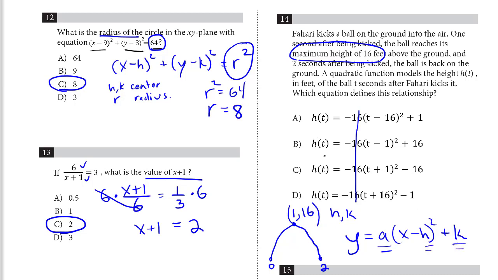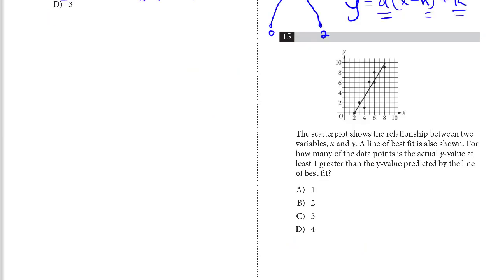The correct answer is B. h(t) = −16(t − 1)² + 16. The other answers are just throwing in an unusual mixture of those numbers, 1 and 16, that are not the correct vertex form of this quadratic. 14 is B. Number 15, the scatter plot above shows the relationship between two variables x, y.